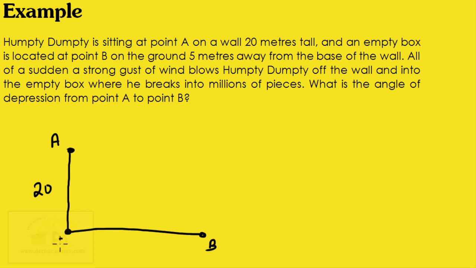So we call the base of the wall C. The distance between C and B must be 5 meters, just because point B on the ground is located 5 meters away from the base of the wall. The base of the wall is also on the ground.